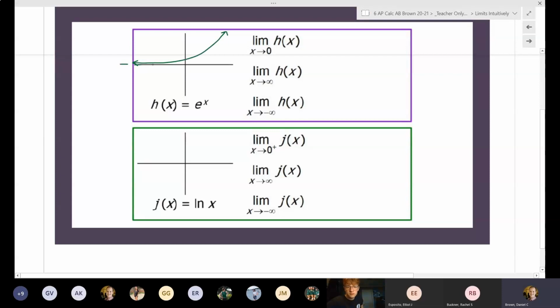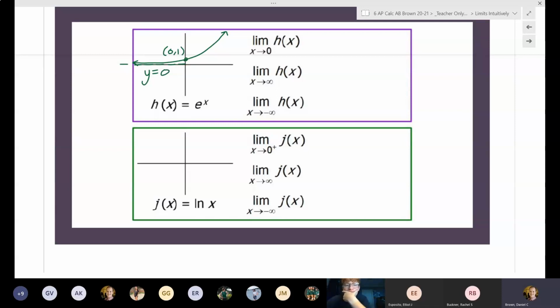It does have a horizontal asymptote at y equals 0, and without any transformations, it's crossing at (0, 1), and it's an increasing function. And you might be asking yourself, Mr. Brown, why are you showing us this? My short answer is, just wait till what's to come. But also, with a lot of these intuitive limits, you just have to have a good feeling for what the functions look like.